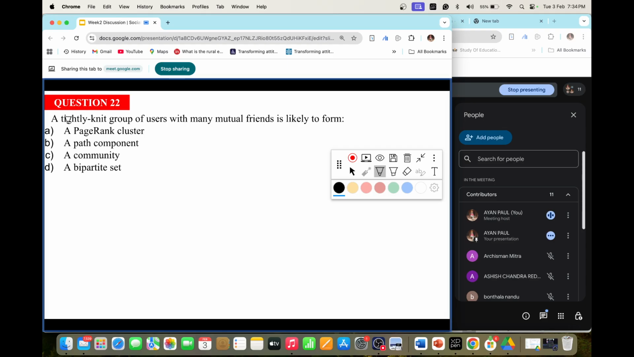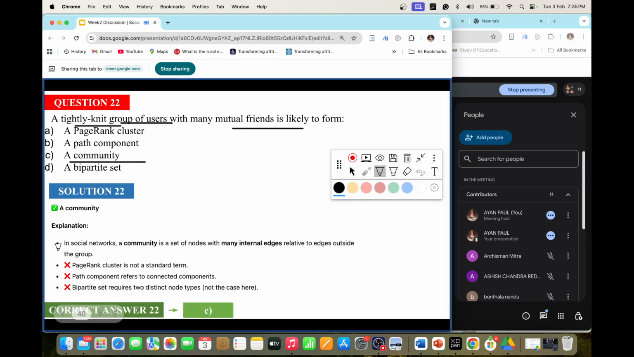So let's move on to the next question. A tight-knit group of users with many mutual friends is likely to form: a PageRank cluster, a path component, a community, or a bipartite set. Very easy. Tight-knit group means community. So option C is the correct answer.